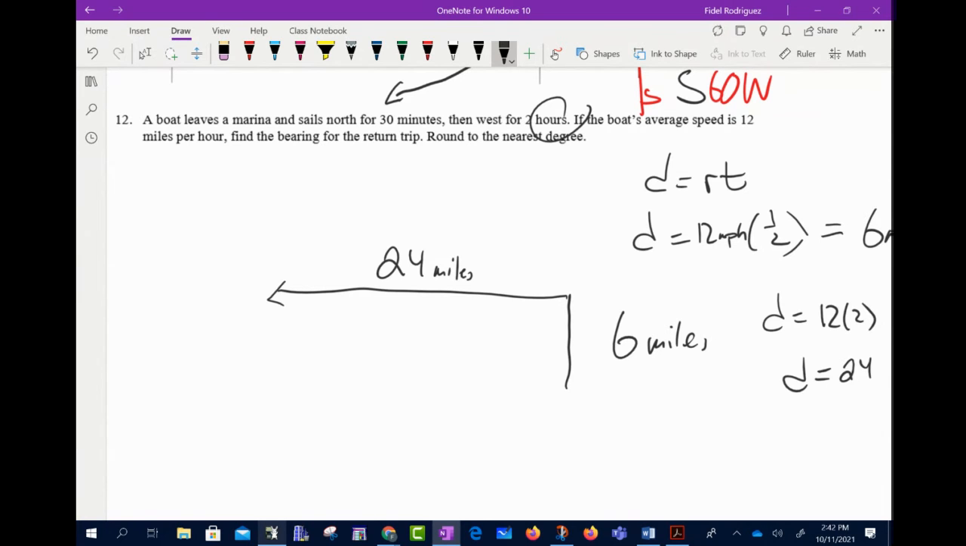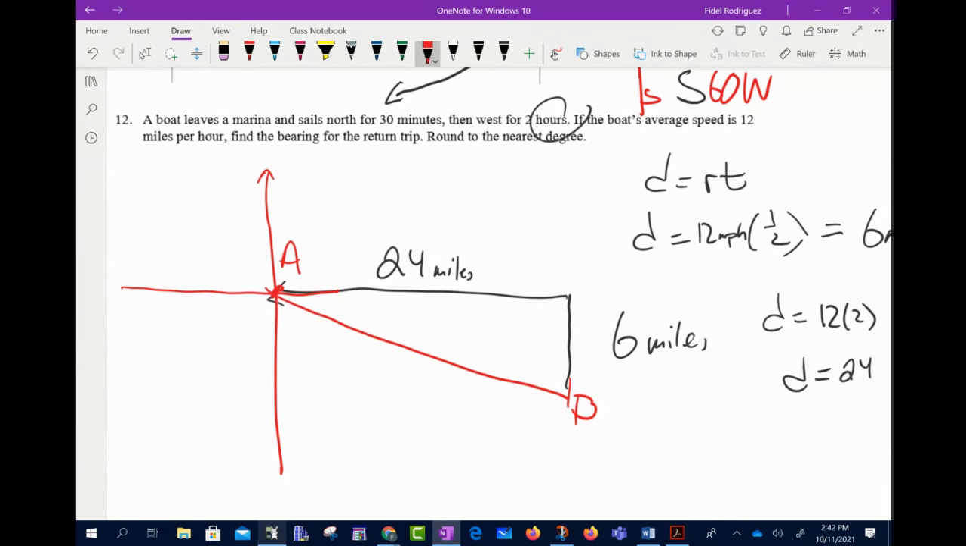Okay, we want to find the bearing for the return trip. So I'm going to call this A. I'm going to call this B. Let's see if we can figure some things out, y'all. Everybody agree this is a right triangle? I know the angle that I'm really trying to find, y'all, is this angle right here. That's the angle that I'm looking for. Is there a way that we could find, say, this angle? What could we use?